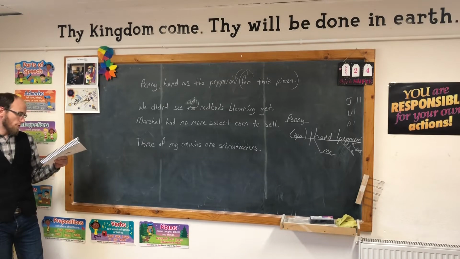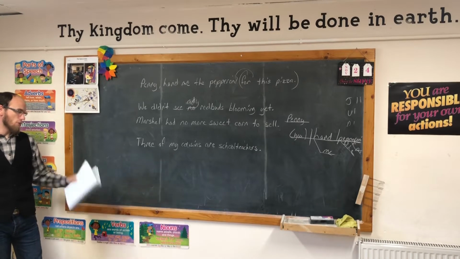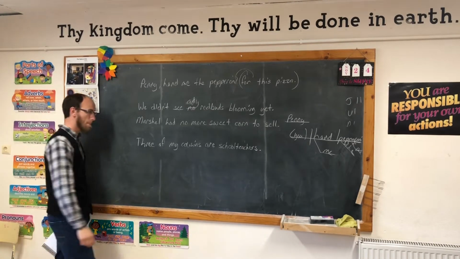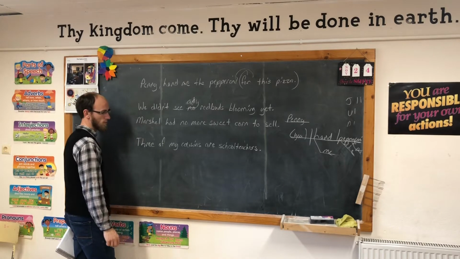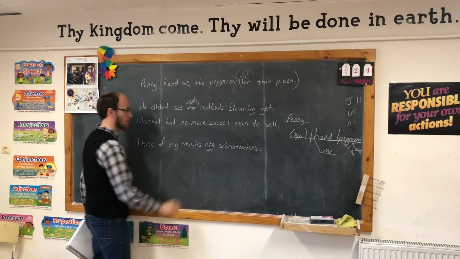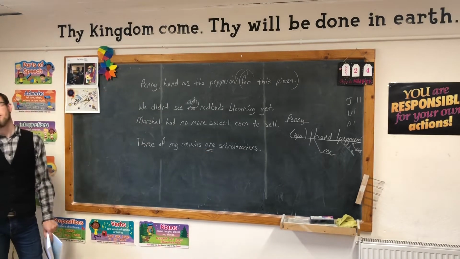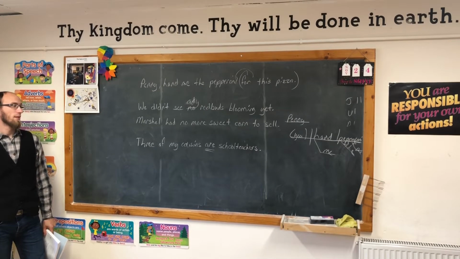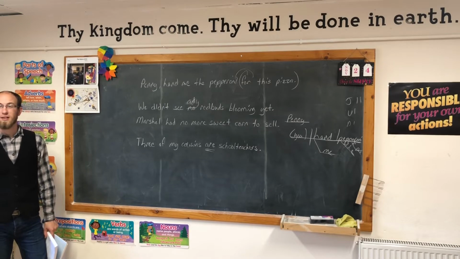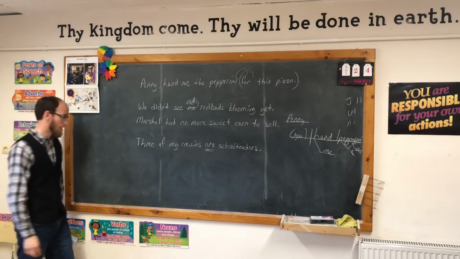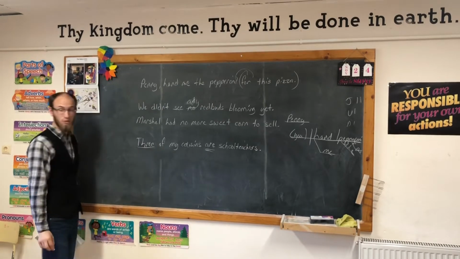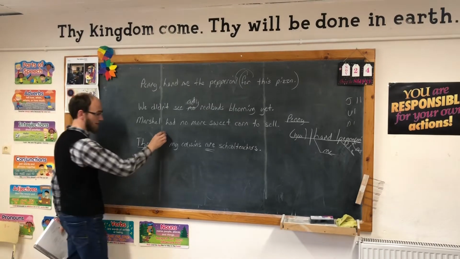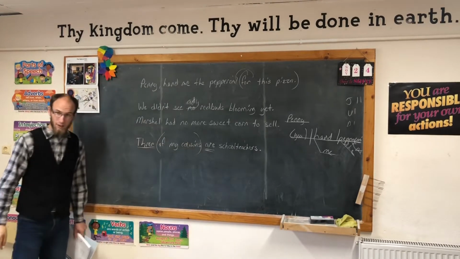Last sentence. 3 of my cousins are school teachers. What is the verb? Are. What is the subject? Tricky. 3. And what is the prepositional phrase? Of my cousins. That we never ever find subjects in.